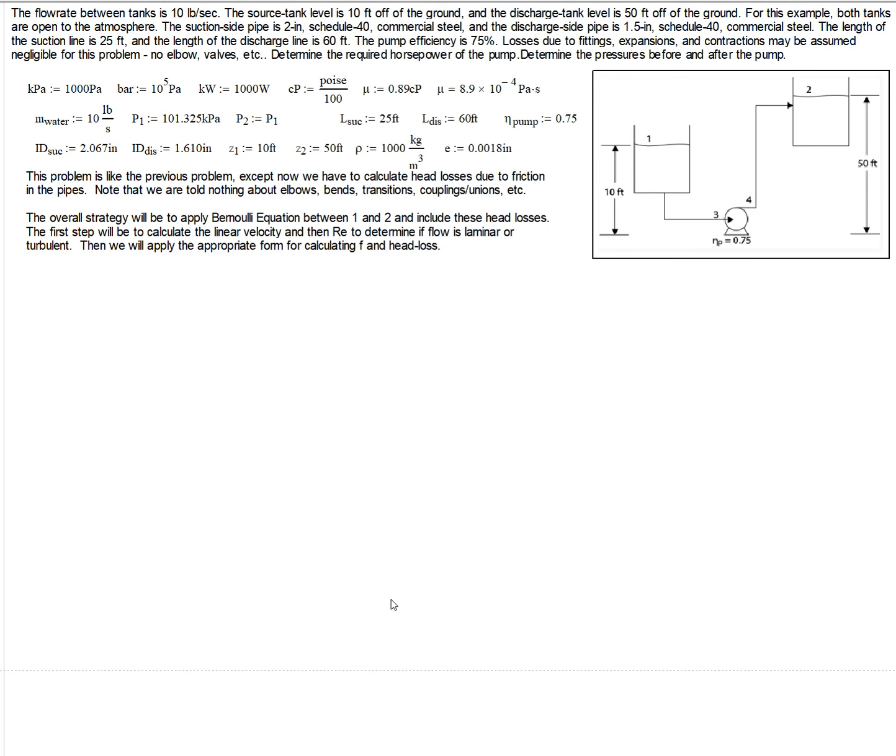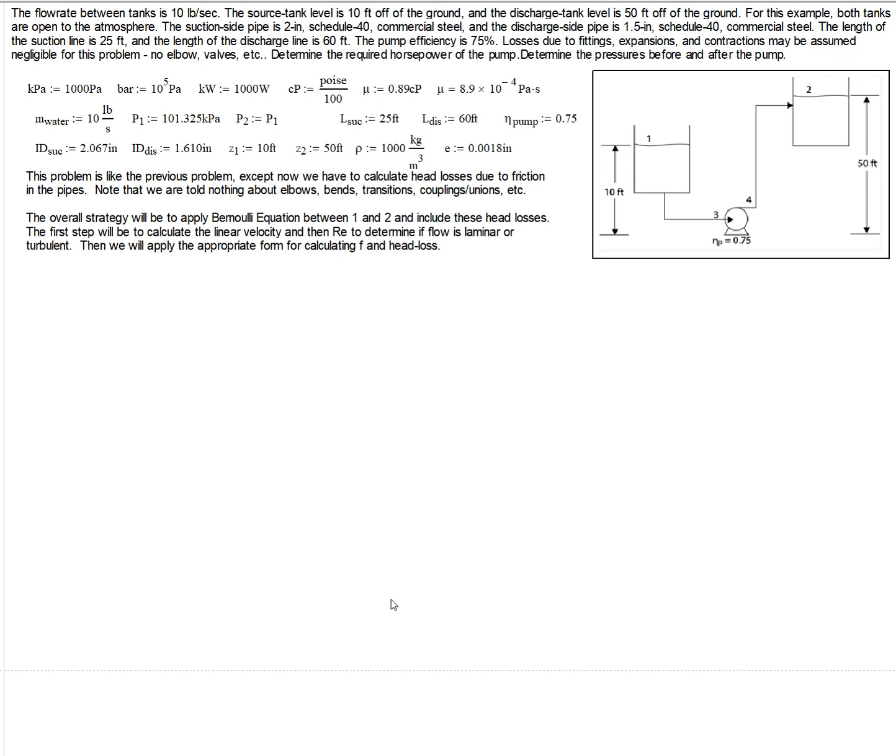The suction side pipe is 2-inch Schedule 40 commercial steel, and the discharge side pipe is 1.5-inch Schedule 40 commercial steel. The length of the suction line is 25 feet, and the length of the discharge line is 60 feet. We're told that the pump efficiency is 75%. Losses due to fittings, expansions, and contractions may be assumed to be negligible for this problem. So we don't have to worry about elbows, valves, entrances, or contractions.